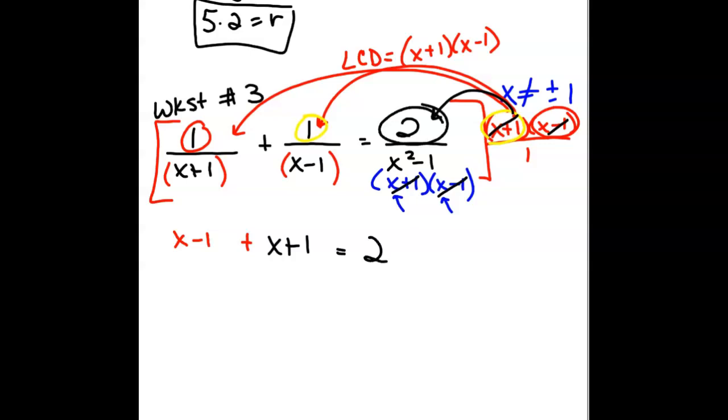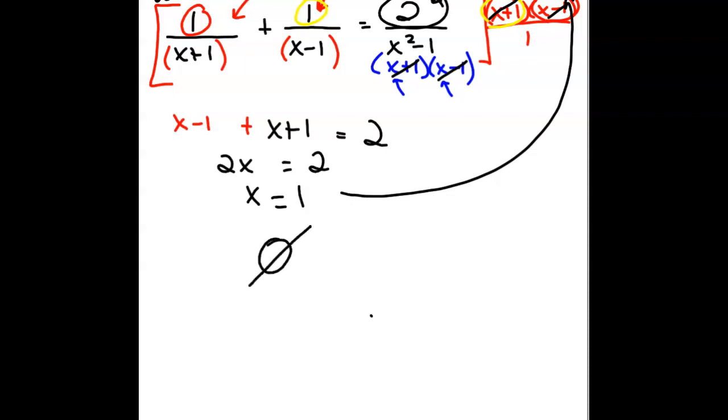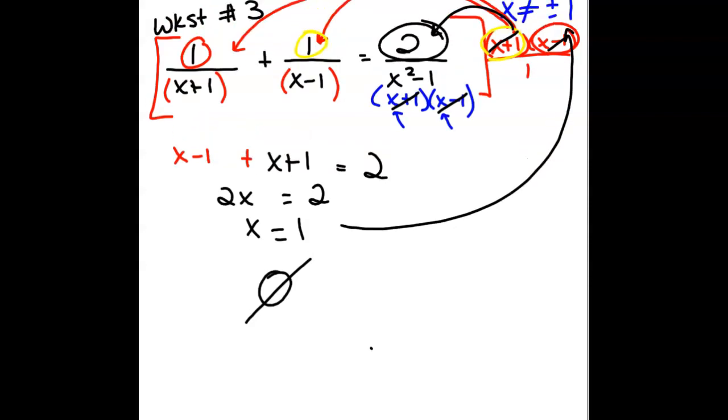Okay, combining like terms, x plus x is 2x, negative 1 plus 1 is 0. So 2x equals 2, which gets me an answer of x being 1. However, we set up here that x can't be a 1. So when my only solution is actually something that my x is not allowed to be, I say there's no solution. So you will have a few examples on today's worksheet where the answer you're getting is actually one of your restrictions. So you say no solution.